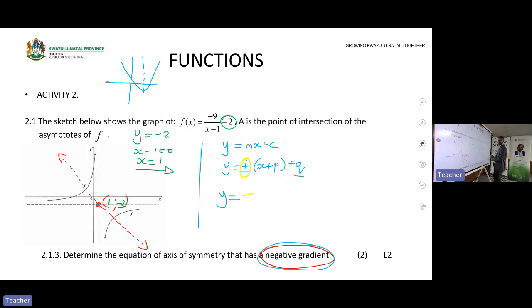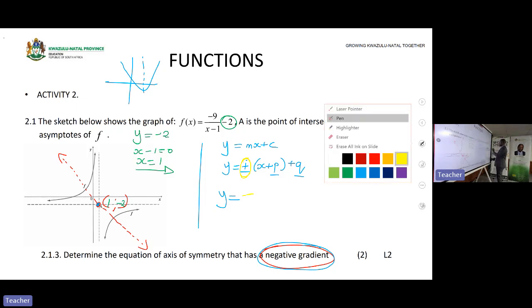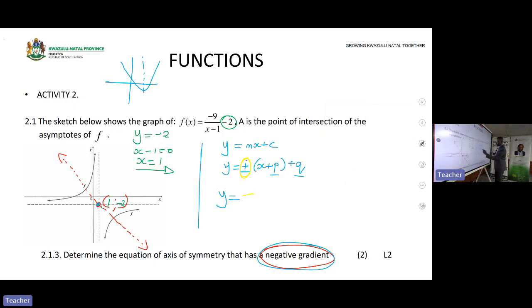So if it is a negative gradient, then we must decide which one to choose between a plus and a minus. So it's going to be minus into x. Remember, our P is the value of what? It is the value that we said is x equals 1. So here is our P, in fact. Here is our P. x minus P. This is x minus P.